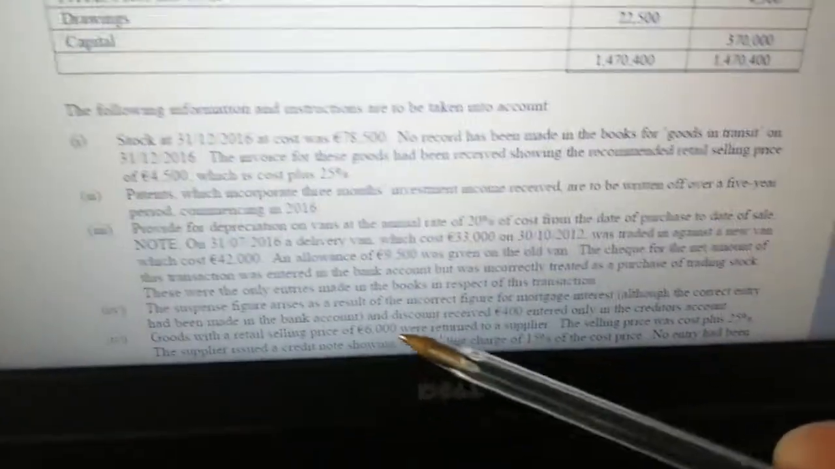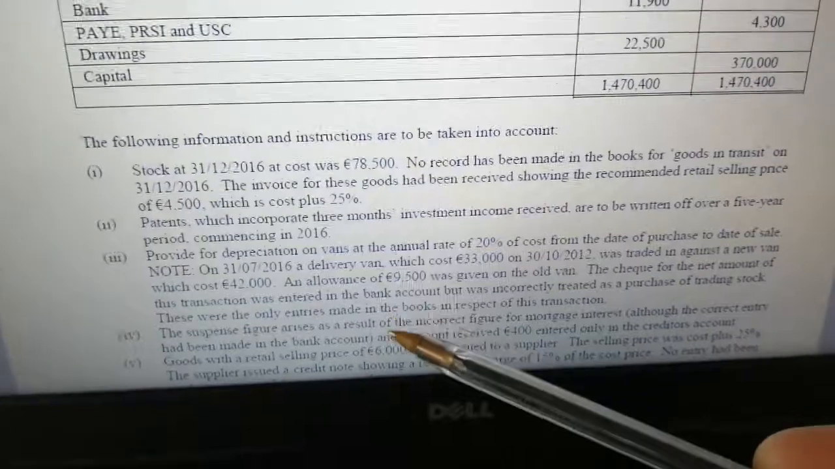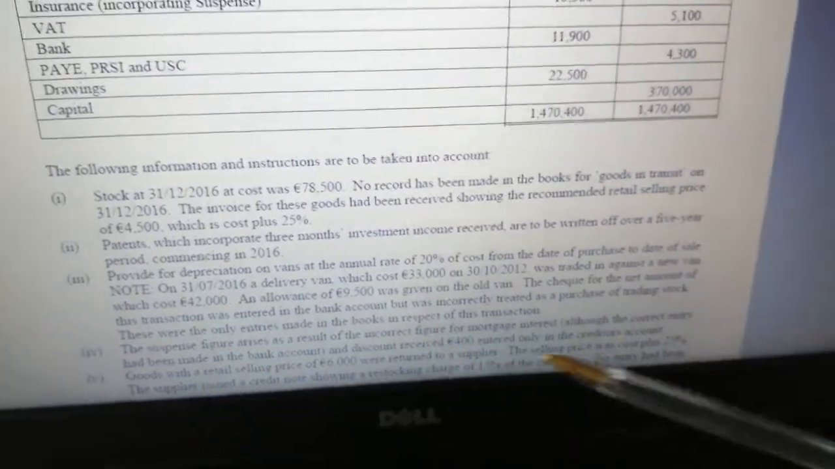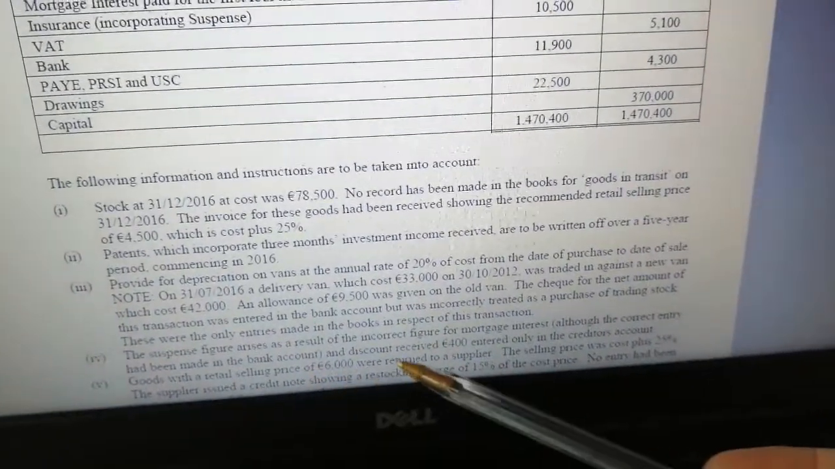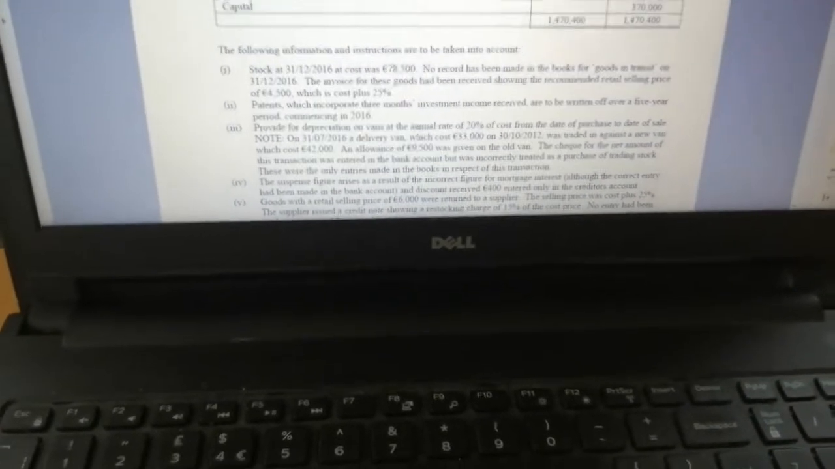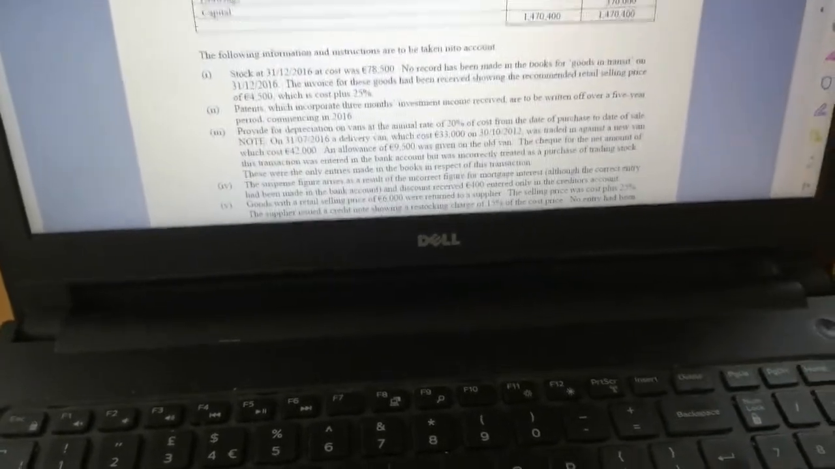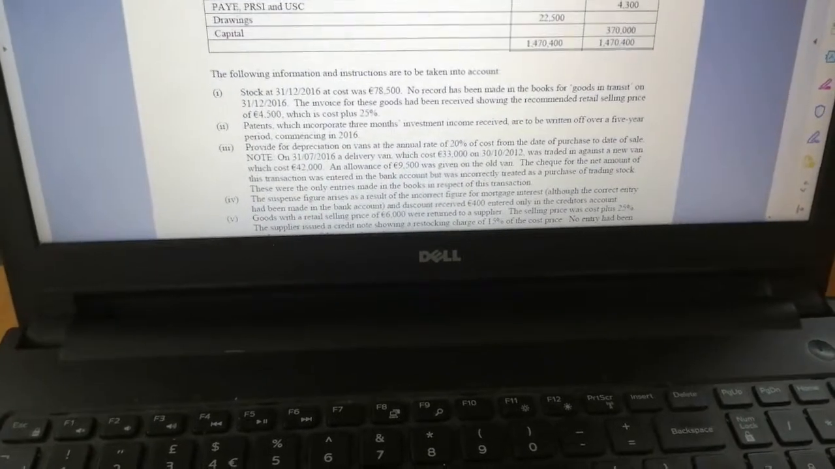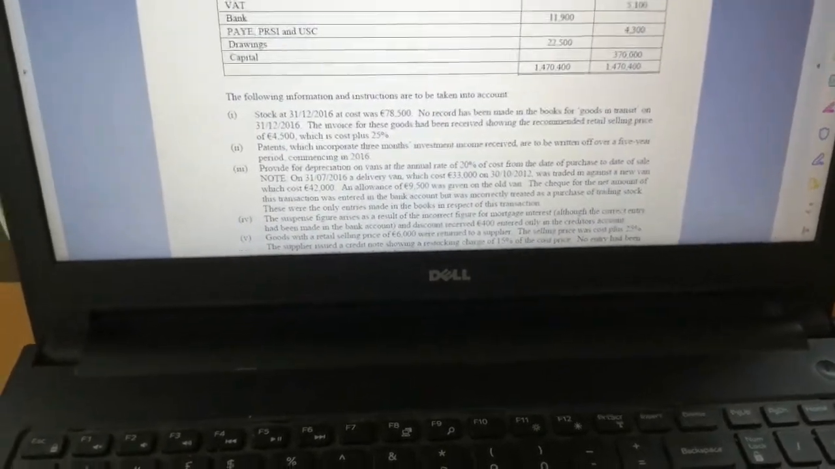The second part then says, let's see, where were we? Expense figure, mortgage interest, correct entry made in the bank account, and discount received 400 entered only in the creditor's account. Okay, so discount received entered only in the creditor's account. So the two accounts that should have been entered in are the creditor's account and the discount account. So it wasn't entered in the discount account, and it was a discount received.